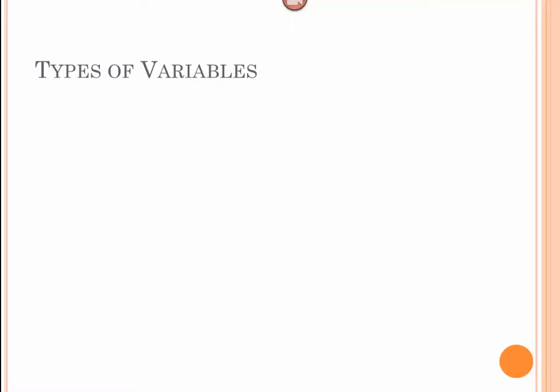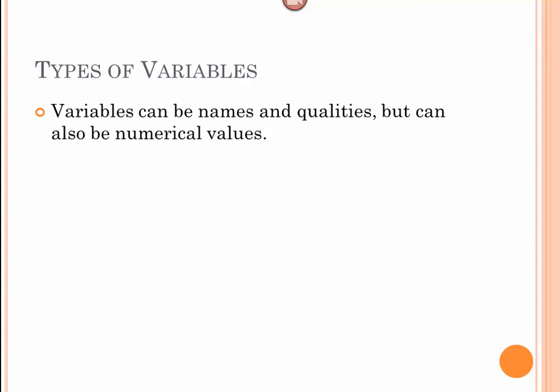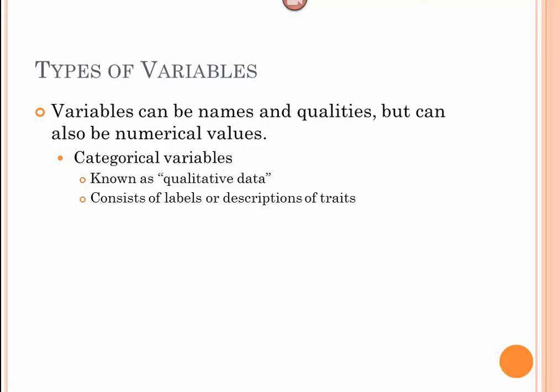So let's look at the types of variables. When we're talking about the type of data that's really non-numerical in nature, we're talking about categorical data, or variables that are categorical in nature. Categorical data are sometimes referred to as qualitative data because they are measuring qualities about our population. So they generally consist of labels and descriptions of traits.